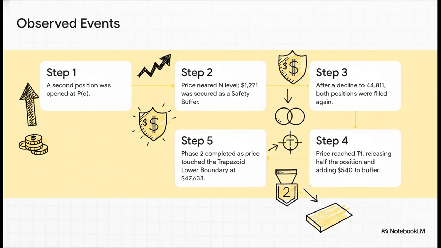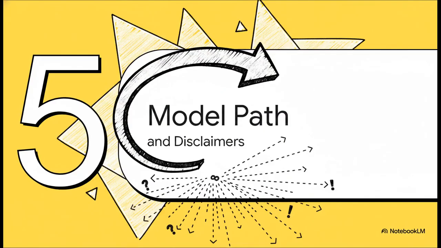First, that optional secondary position at PC was, in fact, opened. Next, as the price moved up towards the N level, a safety buffer of $1,271 was secured. The market then pulled back, and both positions were filled again. After that, the price hit the first target, T1. At that point, half the position was released, and another $540 was added to the safety buffer. And then, finally, phase 2 was officially marked as complete when the price touched the trapezoid lower boundary at $47,633.